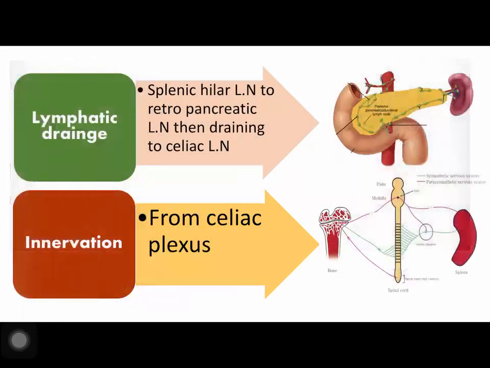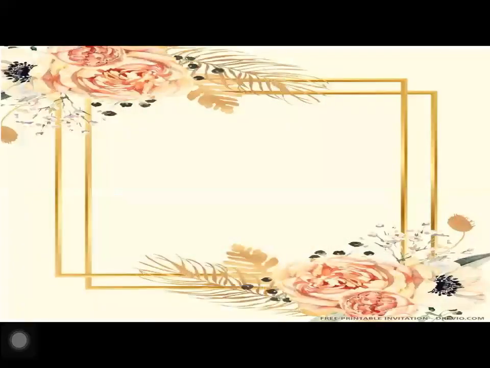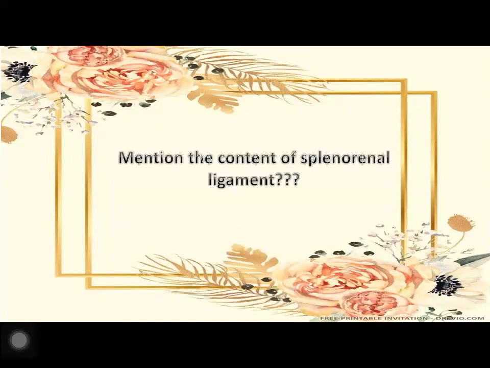Lymphatic drainage of the spleen. Lymph drains from the splenic hilar lymph nodes to the retropancreatic lymph nodes, then to the celiac lymph nodes. Innervation is from the celiac plexus. I have a question for my colleagues. Mention the content of the splenorenal ligament.